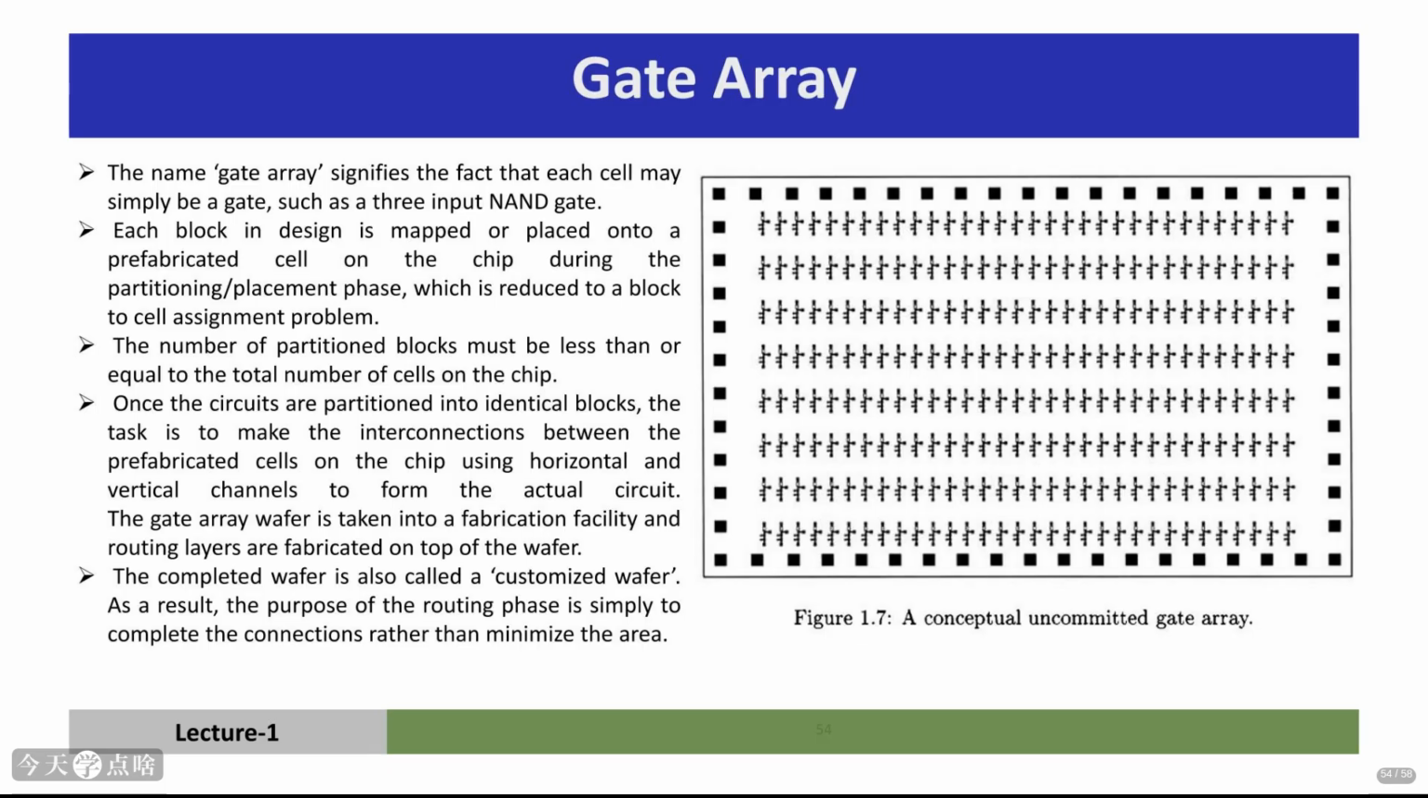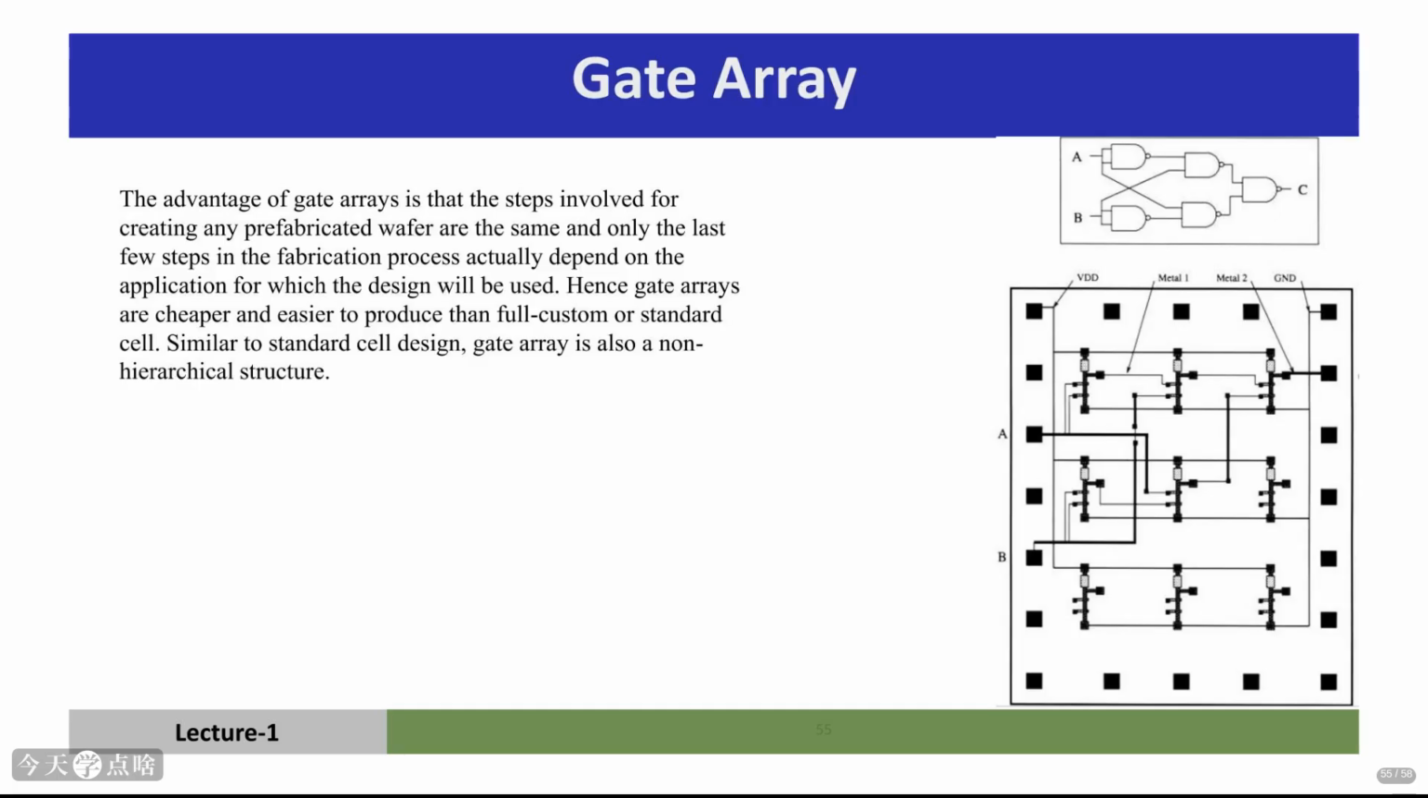Once the connections are defined, the routing layers are fabricated. The completed wafer is called a customized wafer. The main goal of routing here is simply to complete the connections, not necessarily to minimize area. The advantage of gate arrays is speed and cost. Since the base structure is prefabricated, the customization steps are faster and cheaper than full custom or even standard cell.